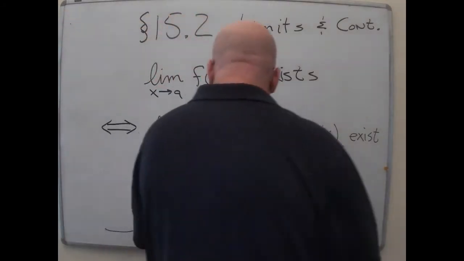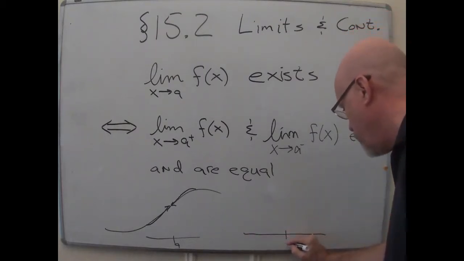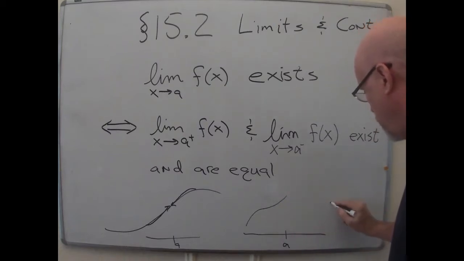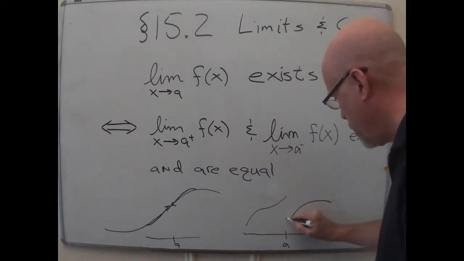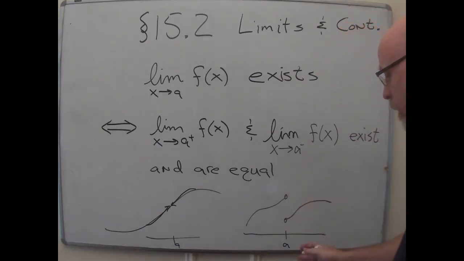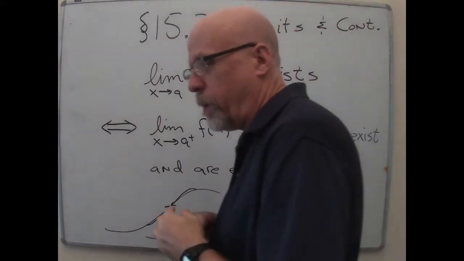Maybe I should make sure to draw you the other option, right? You could have, here's the point A on the x-axis. You could have something from the left, it looks like this, and then from the right, it looks like this. Maybe the function's not really defined at A at all, but this is really quite bad because from one side it looks like the limit is one thing, from the other side it looks like another.